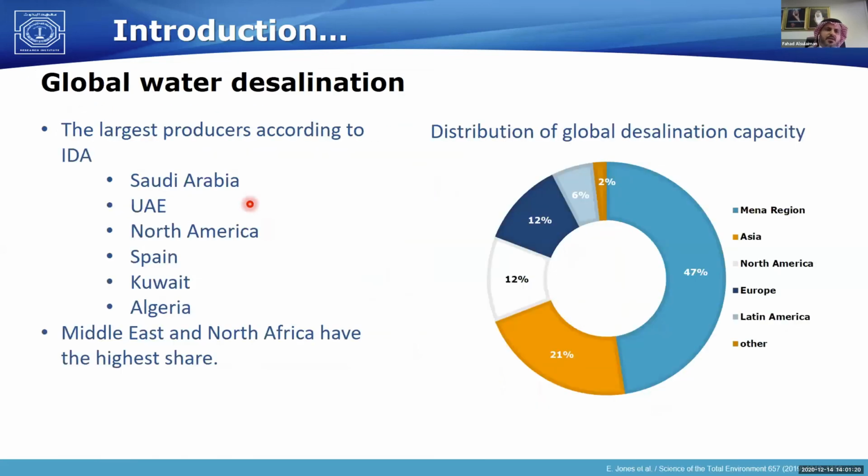Moving forward, if you think about the bigger picture, the MENA region, which is the Middle East and North Africa, is producing almost half of the desalinated water worldwide. It is mainly Saudi Arabia and UAE, in addition to Kuwait and Algeria. So there is a critical need to find a solution worldwide.